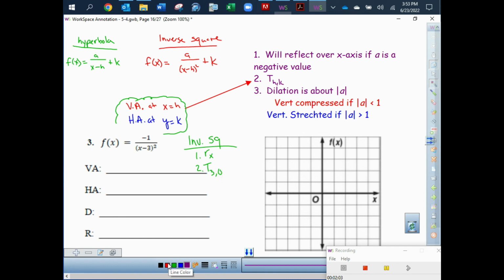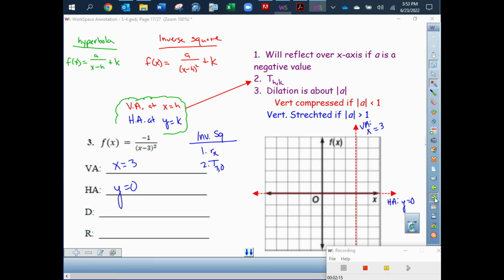So putting in the asymptotes, I get a vertical asymptote at x equals h, which is 3, and a horizontal asymptote at y equals k, which is 0. Now I'll take my straight edge and draw those in. Look how fast I could draw those in. Don't forget to put the little VA and the HA and their little equations, so pause the video real quick to do that.